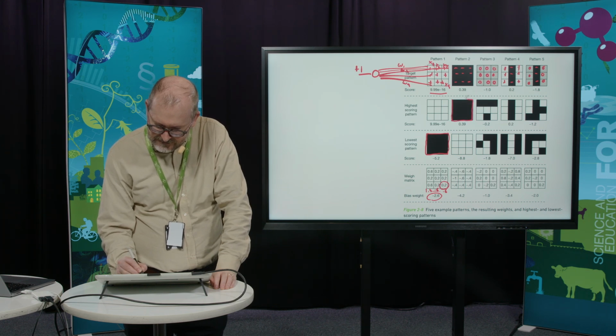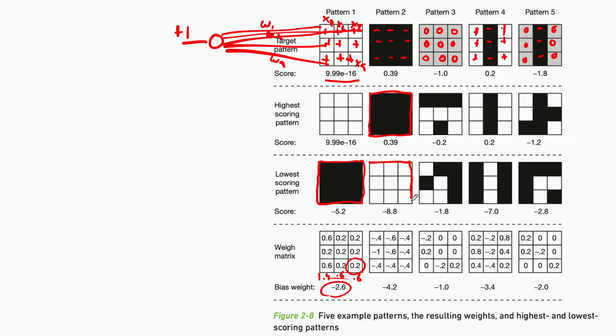Okay, so then we can look at the next pattern, and the top scoring pattern is indeed the target one, and the lowest scoring pattern is indeed the logical opposite of that. And if you look at this, I do the same trick where you add up the columns, you get minus 1.2, minus 1.6, and minus 1.8. So together that's minus 4.6. So this adds up to minus 4.6 if everything's positive. So actually you would get a plus 4.6, and your bias is minus 4.2.